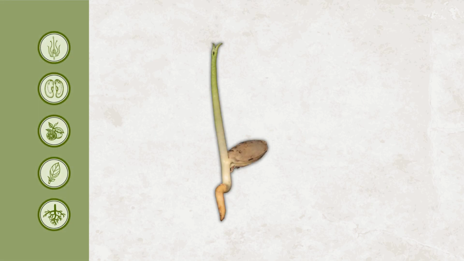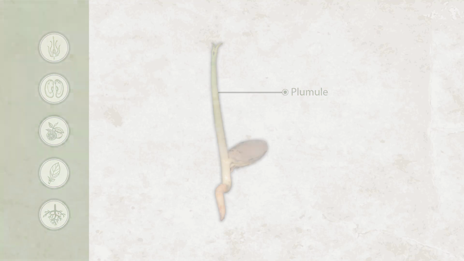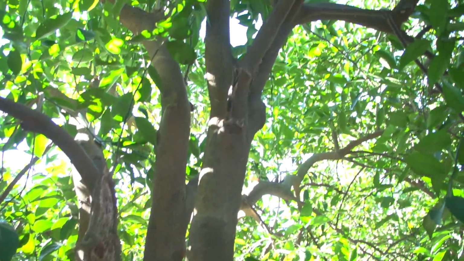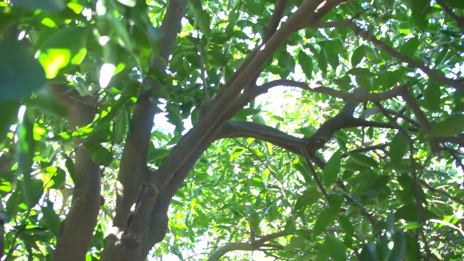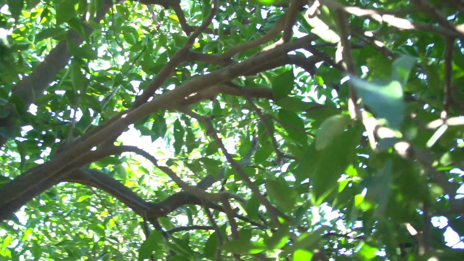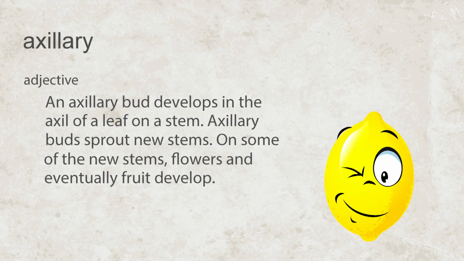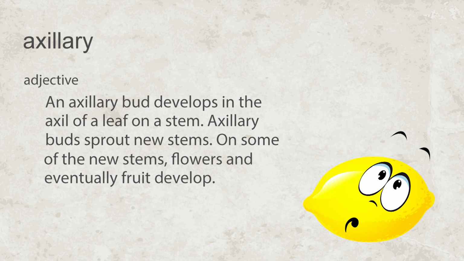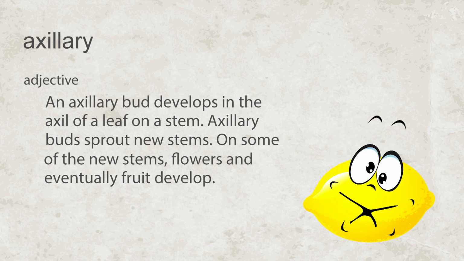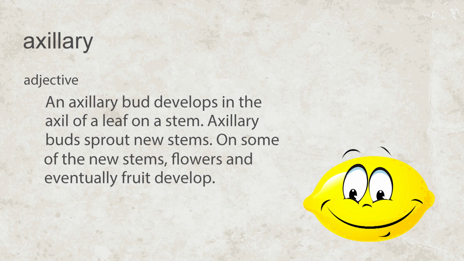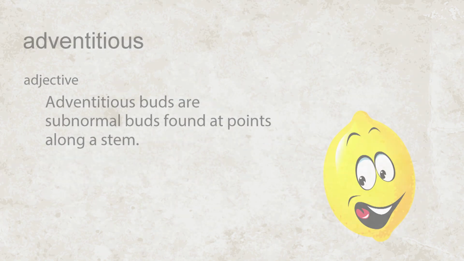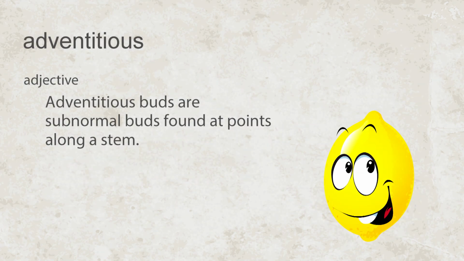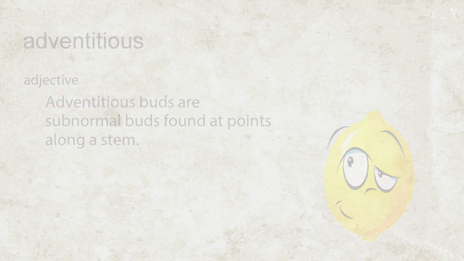The main stem or trunk of a tree plant grows from the plumule of a seed. Lateral branches and stems grow from buds to bear leaves and form more axillary buds or adventitious buds. An axillary bud develops in the axil of a leaf on a stem. Axillary buds sprout new stems. On some of the new stems, flowers and eventually fruit develop. Adventitious buds are subnormal buds found at points along a stem.